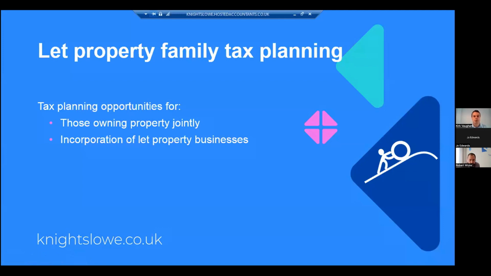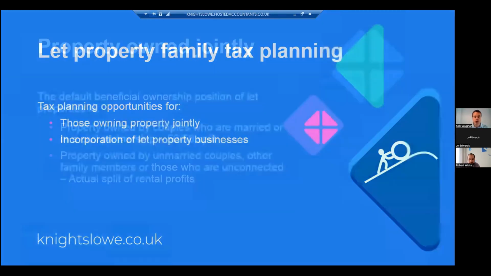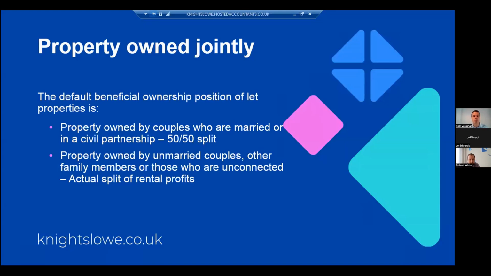Like I said, the first bit we're going to be talking about is family tax planning matters for landlords. And it's really going to be looking at two different types of scenarios. One is looking at jointly held property and making sure that the rental profits are working in your favour. The second part will then be looking, possibly for larger property businesses, at reviewing the possibility of incorporating the business, and what some of the benefits and drawbacks might be of doing that. So I'll pass you across now to Robert, who will run through some of the tax implications of owning property jointly. Thanks, Kirk.